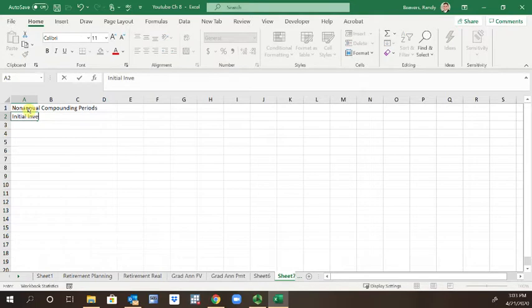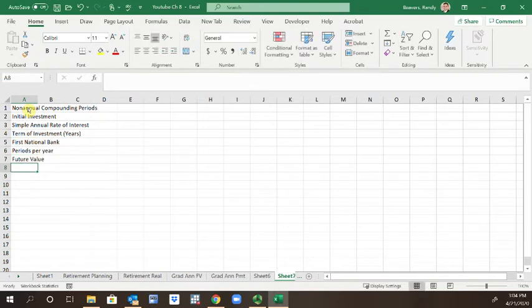Suppose we have an initial investment. We'll have a simple annual rate of interest. We'll have a term of investment or years. We'll have some banks. So First National Bank is going to have certain periods per year and a future value. I copy this twice, so Control C, paste it twice, and then this will be Second National Bank, and then Third National Bank.